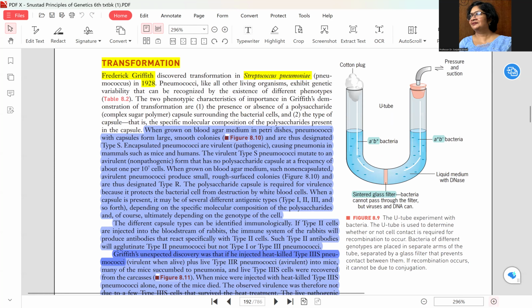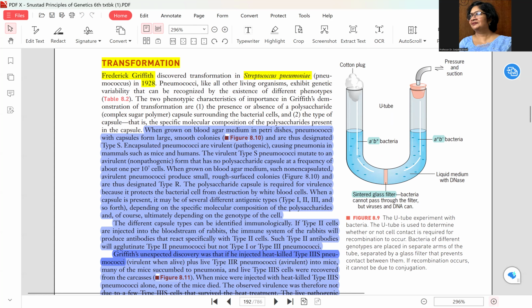He used Streptococcus pneumoniae, the bacterium which is responsible for causing pneumonia in humans. Streptococcus pneumoniae has several serotypes. These serotypes are based on the presence of capsular polysaccharide on the surface of the bacterial cells.